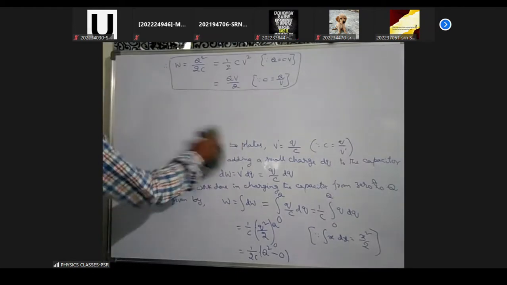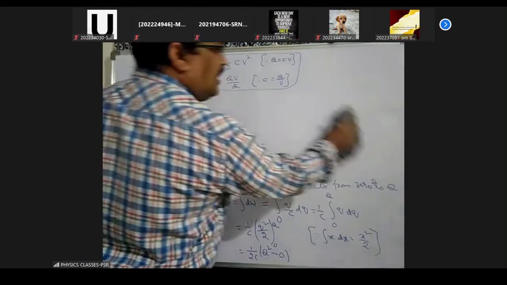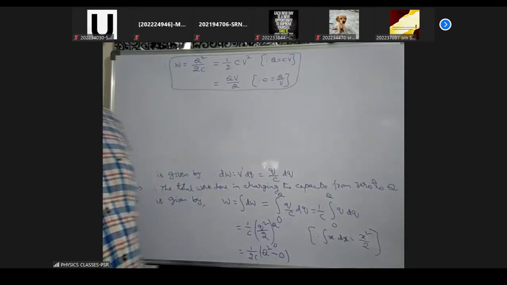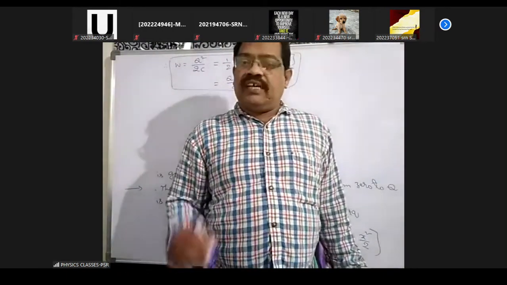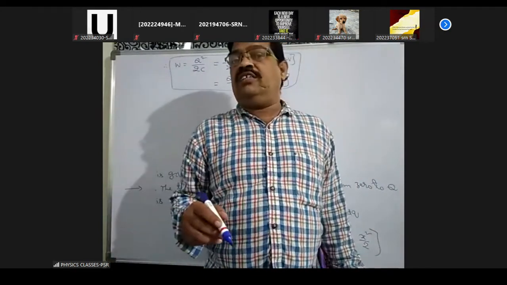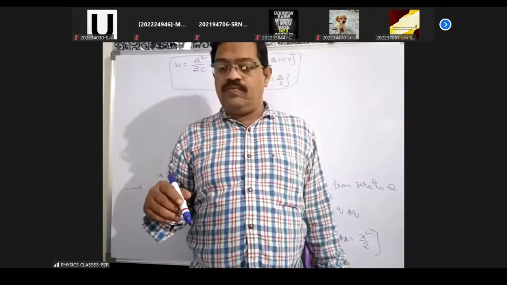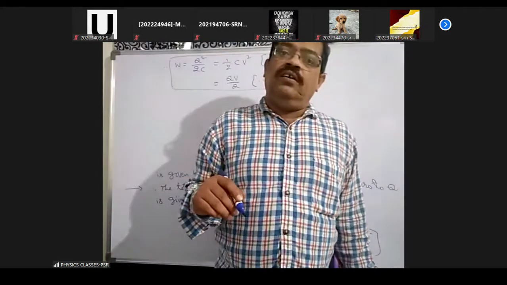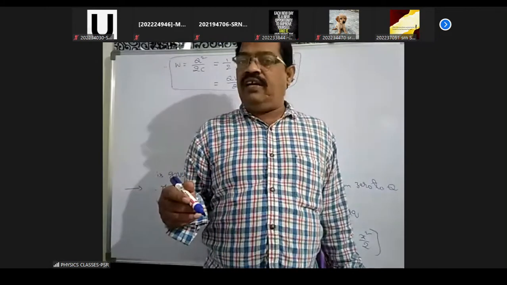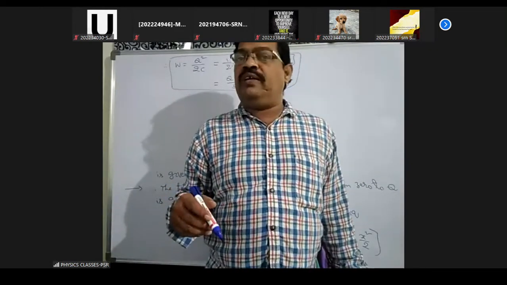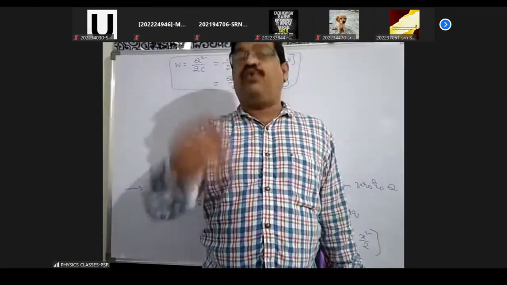Now here, is the electric field a conservative force field or a non-conservative force field? Anyone? What is the work done in moving a charge in a closed path in an electric field? No, it is 0. It is independent of path. In a closed path, work done in an electric field in moving a charge is 0. That means the electric field is a conservative force field.